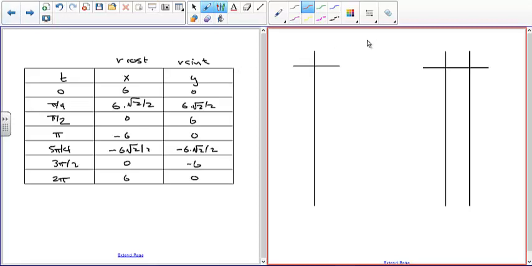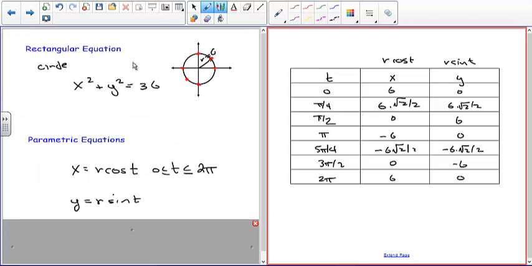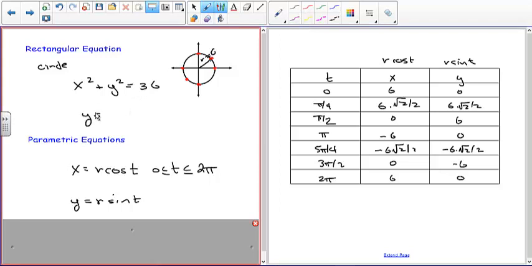So we've done the t versus x and y, that's what this is showing. In the case of a rectangular plotting, we just have x and y. And so how would you find those? Well, one way you could do it is you could solve explicitly for y and plug in different values of x. If I solved explicitly for y here, I'd get y is equal to plus or minus the square root of 36 minus x squared.